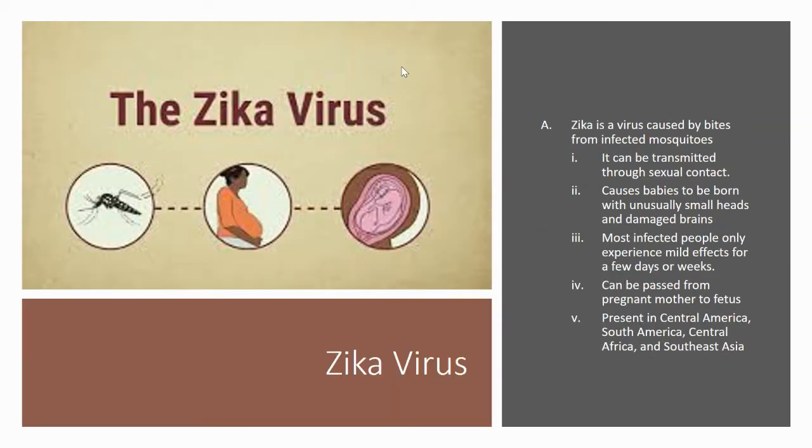Another disease that we need to be familiar with that is more prevalent now is known as Zika. This was caused by bites from infected mosquitoes. It could be transmitted through sexual contact. It caused babies to be born with unusually small heads as well as damaged brains. Most infected people only experienced mild effects for a few days or weeks, but it could be passed from pregnant mom to fetus, which was what made this virus so dangerous. And it was prevalent in areas such as Central America, South America, Central Africa, and Southeast Asia, so very hot, humid climates.